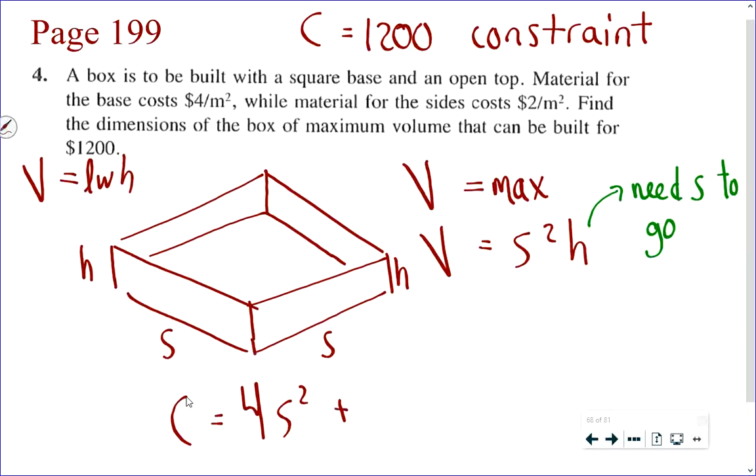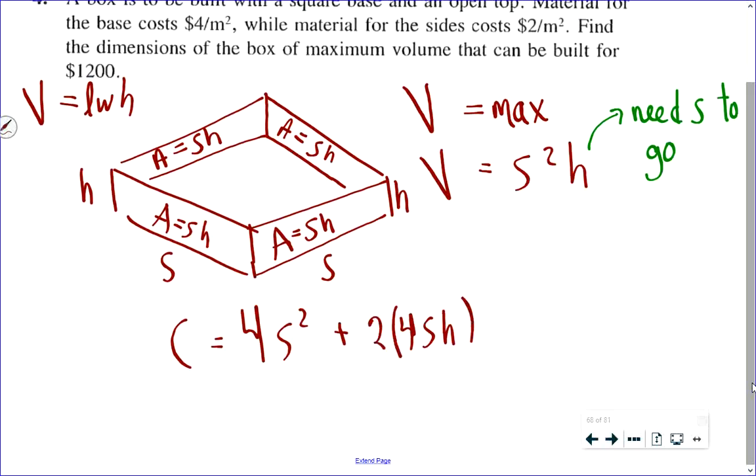The sides, so let's follow this very carefully. This side has an area of SH, and this side has an area of SH. And this side has an area of SH, and this side has an area of SH. So all of the sides have a total area of 4SH. Whatever S times H is, that's the area of one of the sides, and there's four of them. But that's only the area. We need to multiply that by 2. So just to explain this in a little more depth, and you don't need to write this down unless you want to. This is dollars per square meter, and this is square meters. This is dollars per square meter, and this is square meters. So we're taking area times cost per unit area to get cost. Is that okay, Demi, so far?